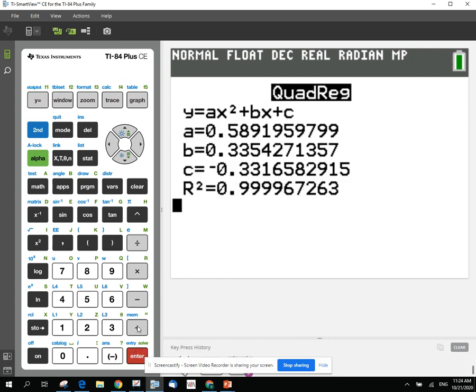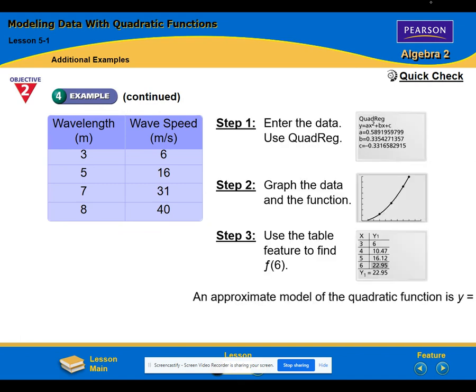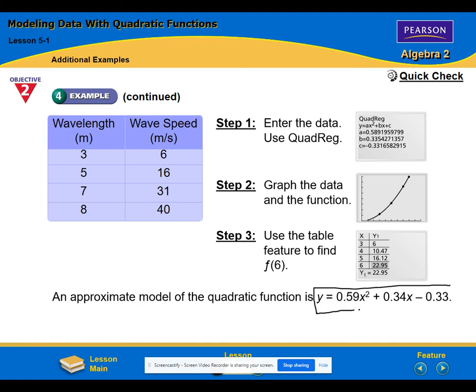And here's your answer, okay? If they told us to round to the nearest hundredth, I'd say y equals 0.59x squared plus 0.34x minus 0.33. Make sure you're rounding correctly too, whatever we tell you to round those values to, okay? And I think the software does use that. So yeah, they rounded to the nearest hundredth. So this right here is what we just said.